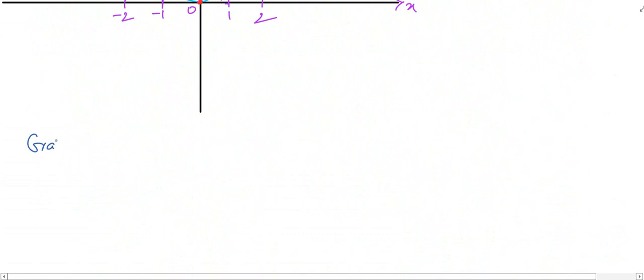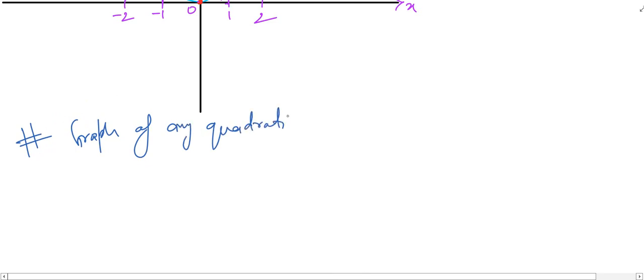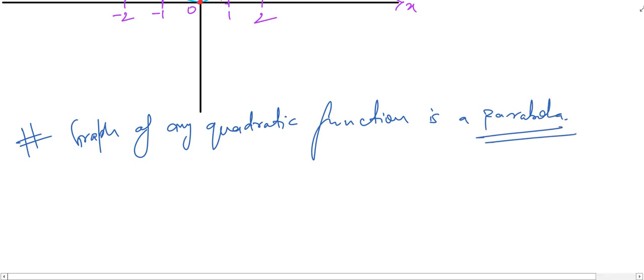So, a point to ponder: the graph of any quadratic function is a parabola, right? So the graph of any quadratic function is a parabola. More specifically, it would be either an upward parabola or a downward parabola, right?